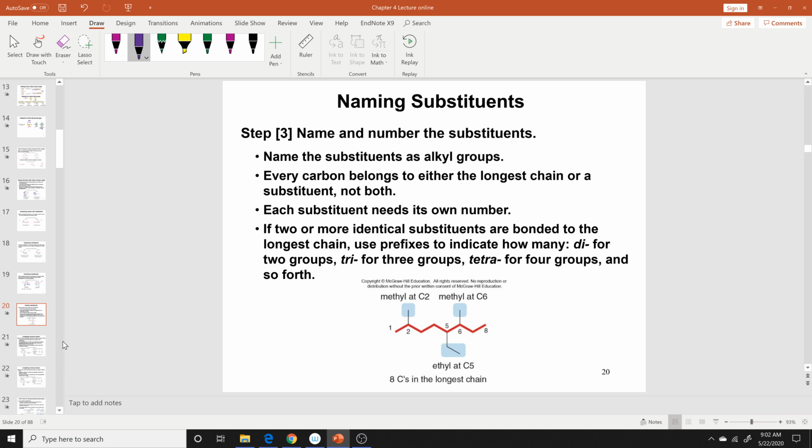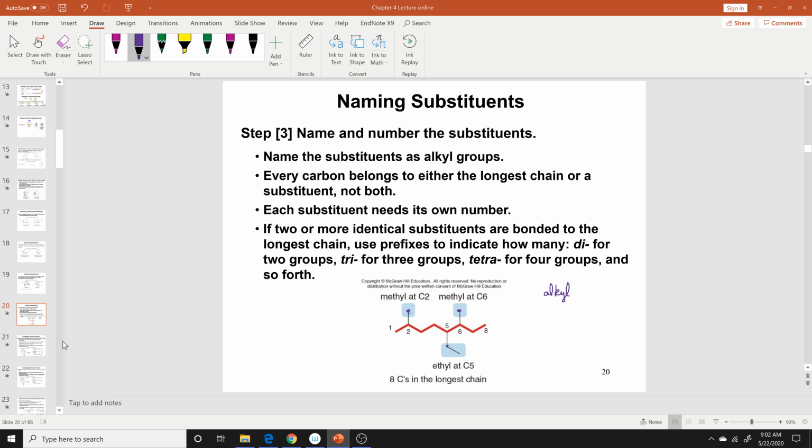Then you need to number your substituents in there. You name your substituents as an alkyl group. So this is a CH3, CH3, this is a CH2, CH3. So the CH3s are methyl, so you name it as an alkyl, as we said. You drop the A and E and you put YL. So one carbon is methyl, two carbons are ethyl. So I have two methyls and one ethyl in there.